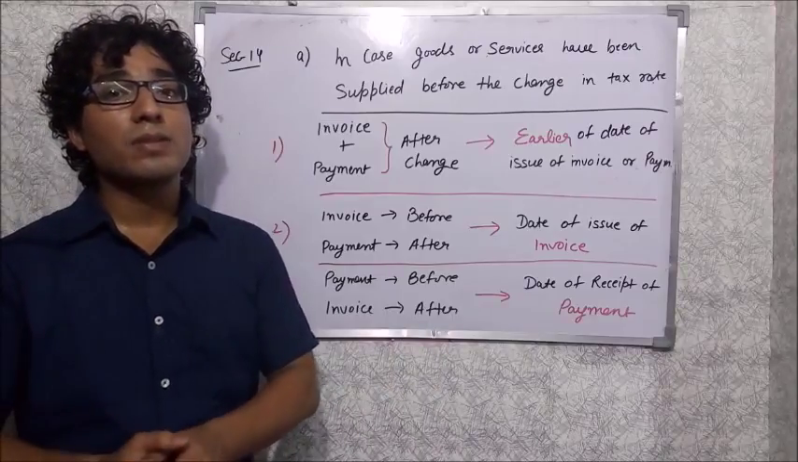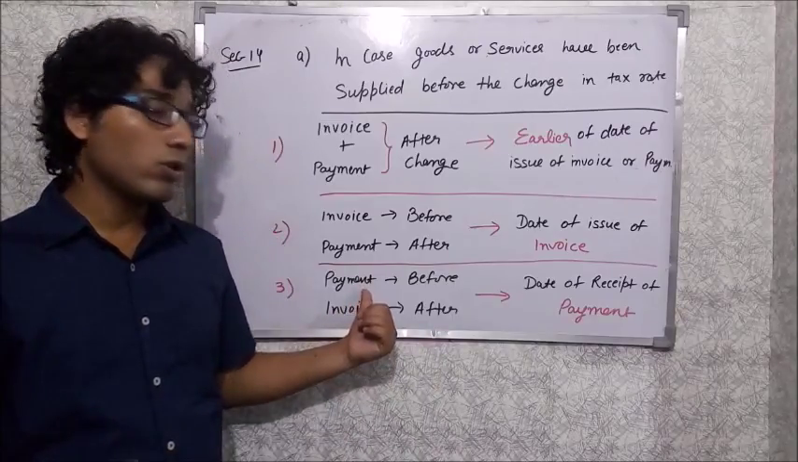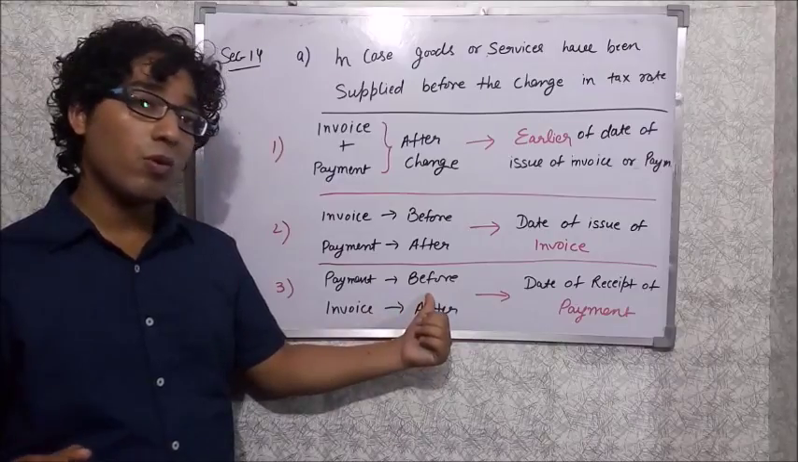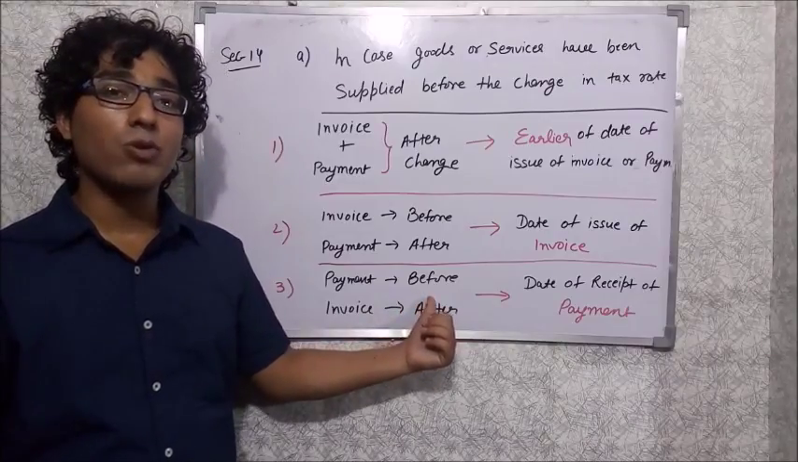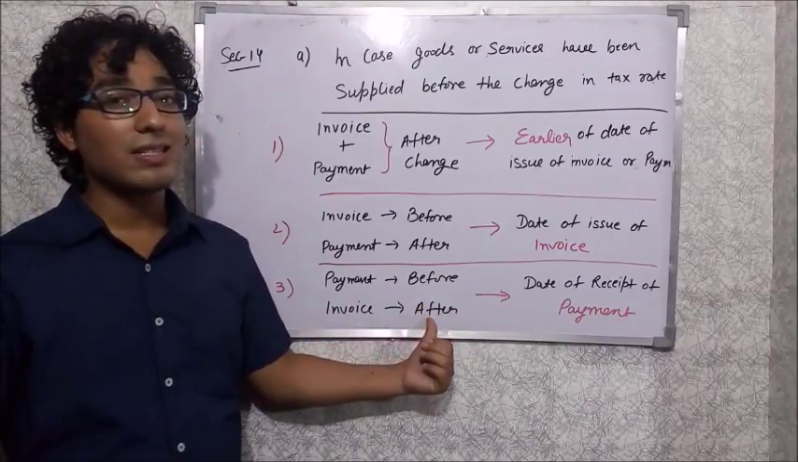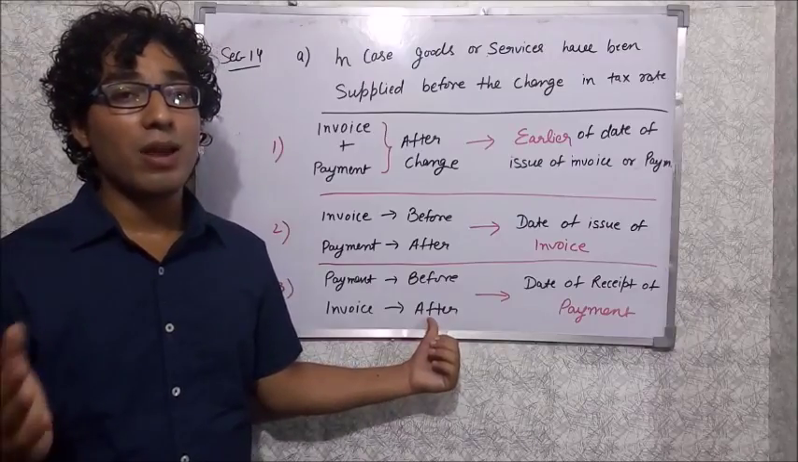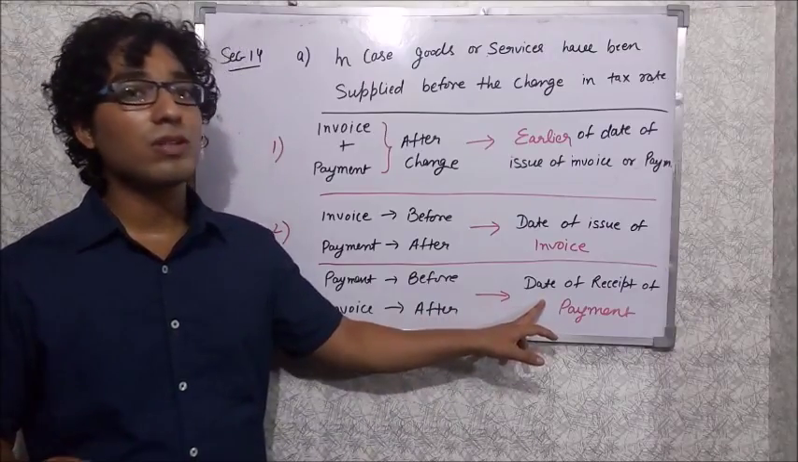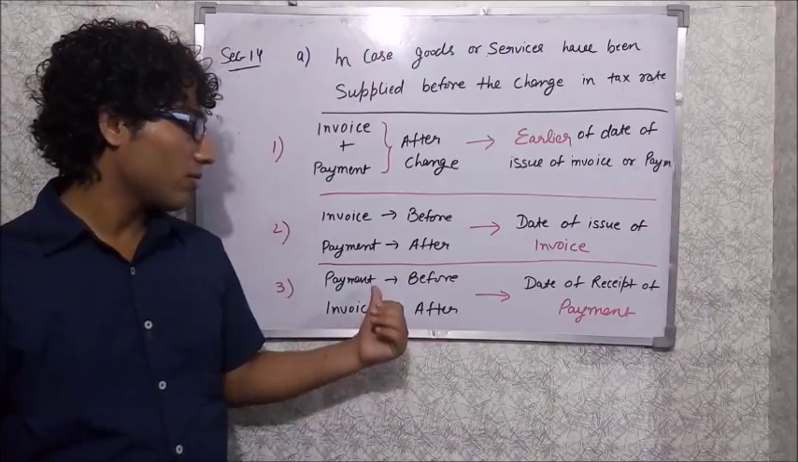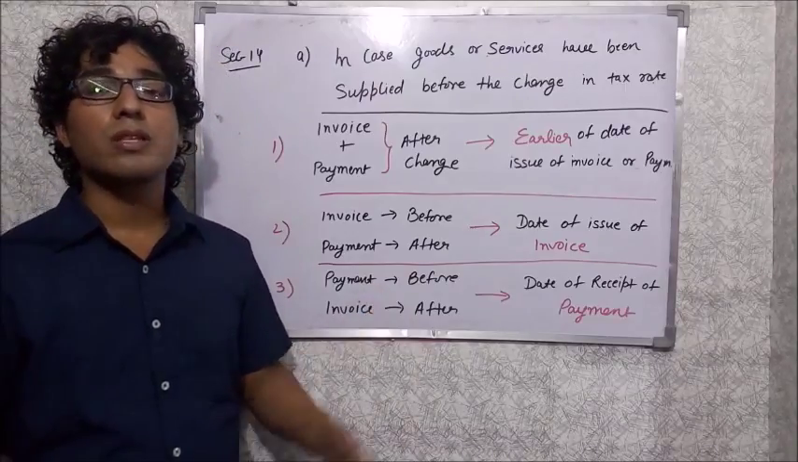And in the third sub situation, when you receive the payment before the change in rate of tax and you issued the invoice after the change in rate of tax, then the time of supply of goods or services in this case will be the date of receipt of payment, which is before the change in rate of tax.